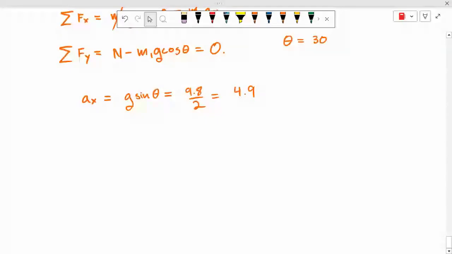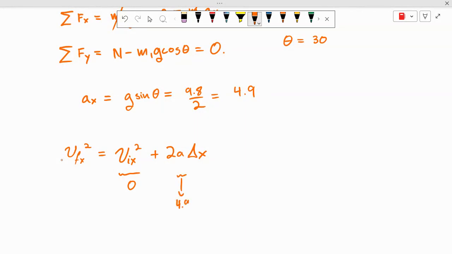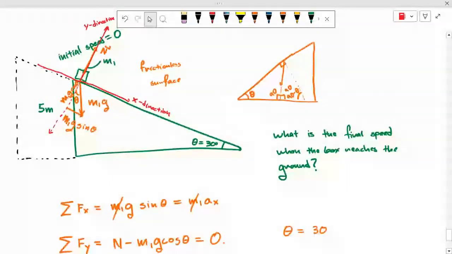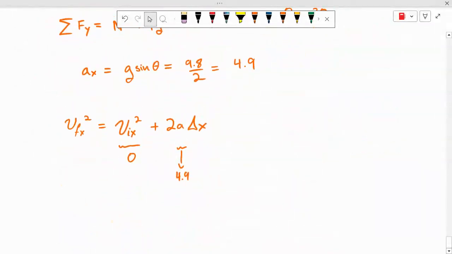You want to know what the final speed is when it hits the ground. If you recall, we have this formula from the first day of class, maybe it was the second day: vf squared equals vi squared plus 2a delta x. Well, we have vix. It started at 0. We now have a, which is 4.9. So what we need to do now is find the length that it travels to reach the bottom.